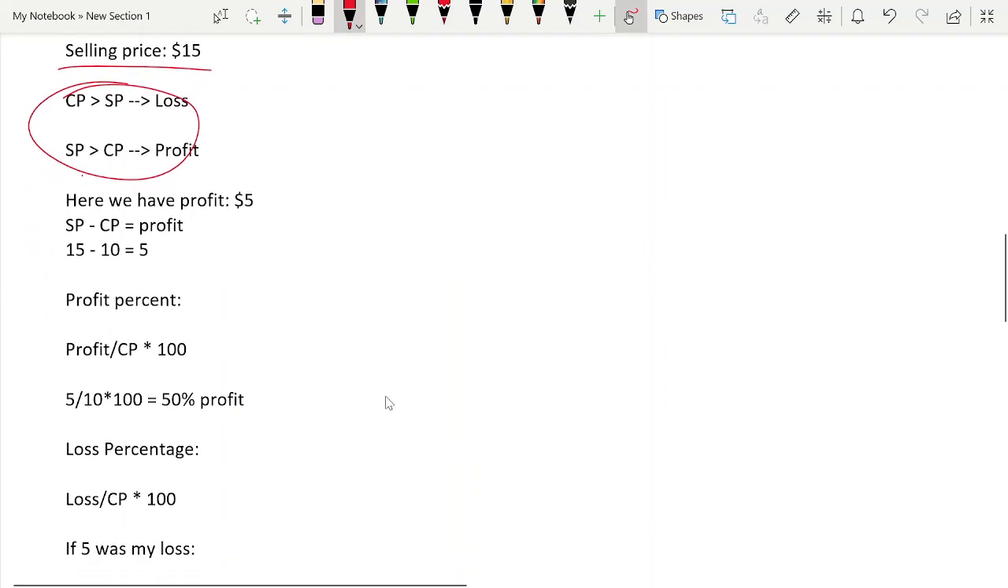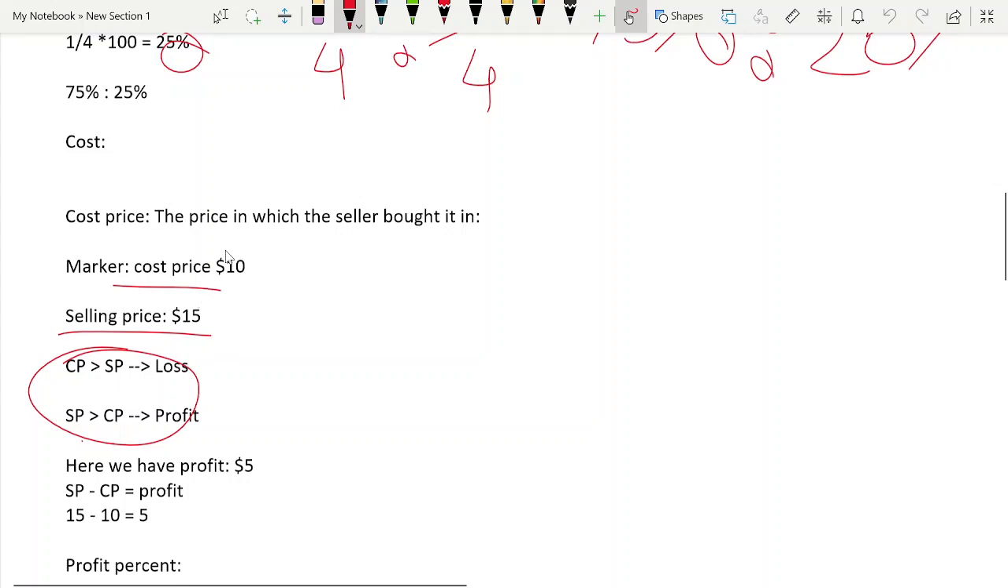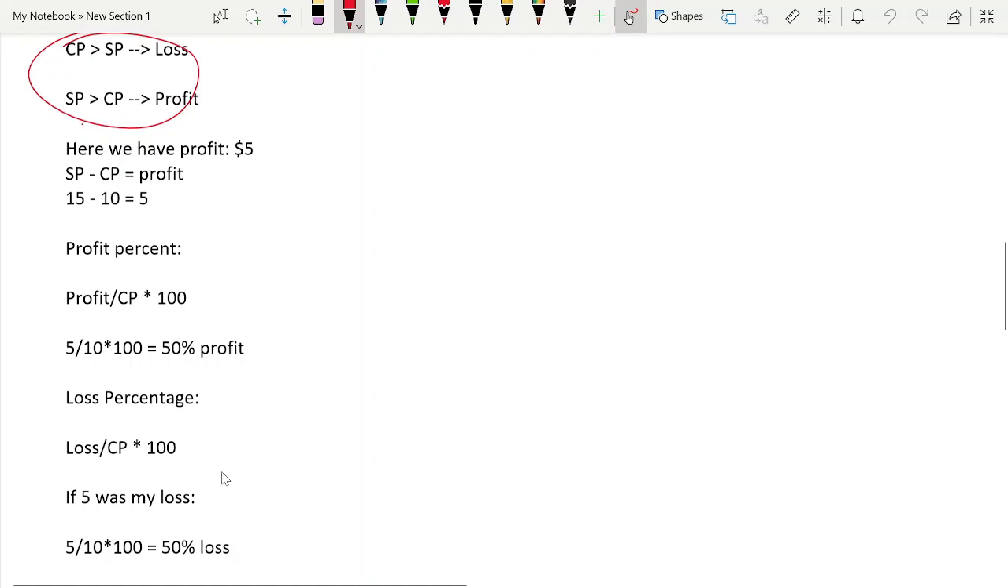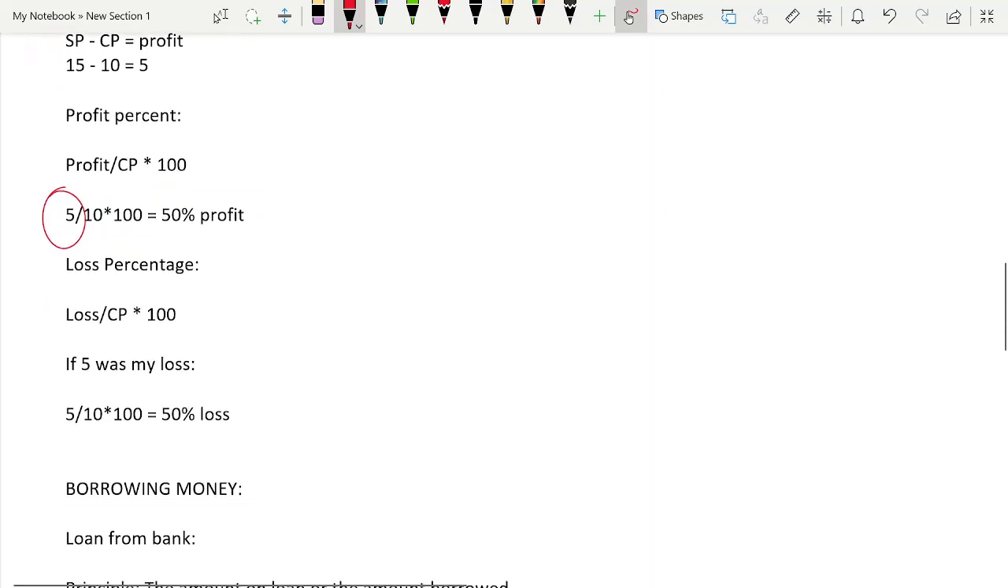Here we have a profit of $5. So how did we calculate $5? We got selling price minus cost price is equal to profit, which is 5. To get the profit percentage, you want to do profit by cost price times 100. So we have 5 by 10 times 100 for our example of the marker, which is 50% profit. So we got 50% profit. So we basically had 50% more of what you actually had before.